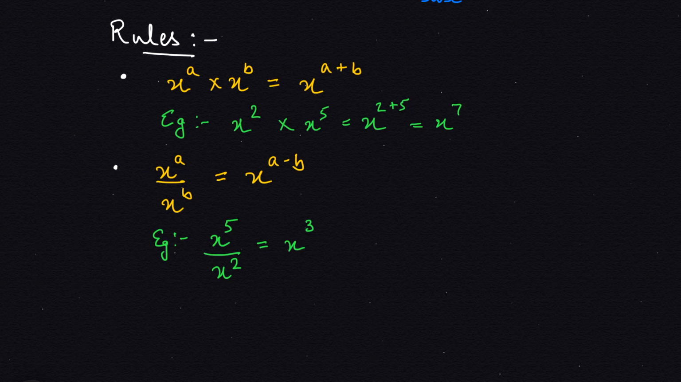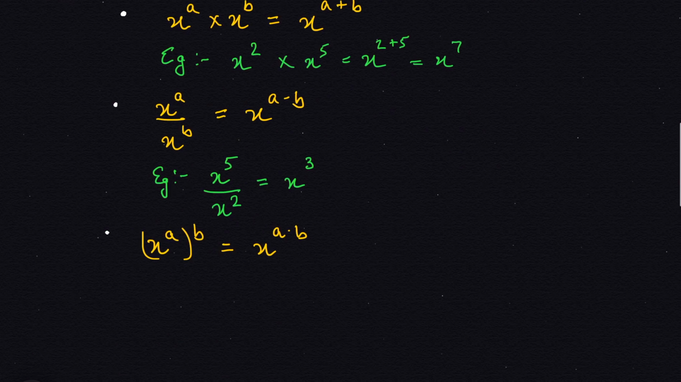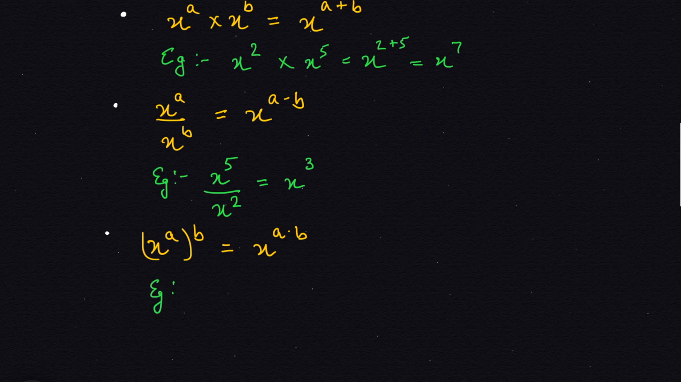Third rule says power of a power. That means if I say x raised to the power a, whole raised to the power b, then our result will be x raised to the power a into b. Now let's understand it better with an example. x raised to the power 2, whole raised to the power 5. I can write it as x raised to the power 2 into 5, which is x raised to the power 10.